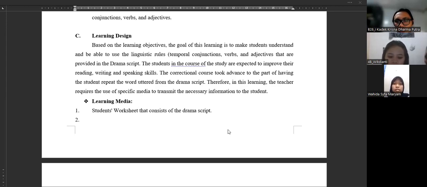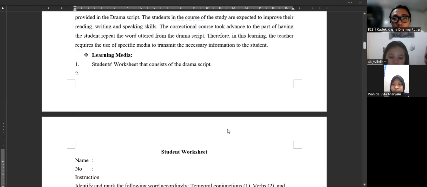So here, I would like to explain the learning media that we use to support our learning design. In this learning, we just need a student worksheet that consists of the drama script. Next, please.